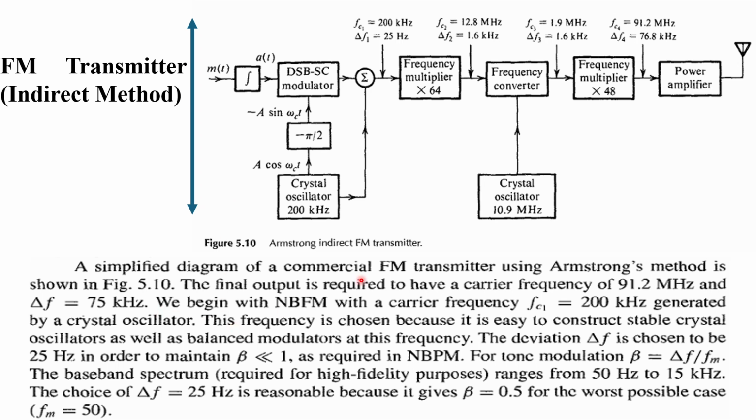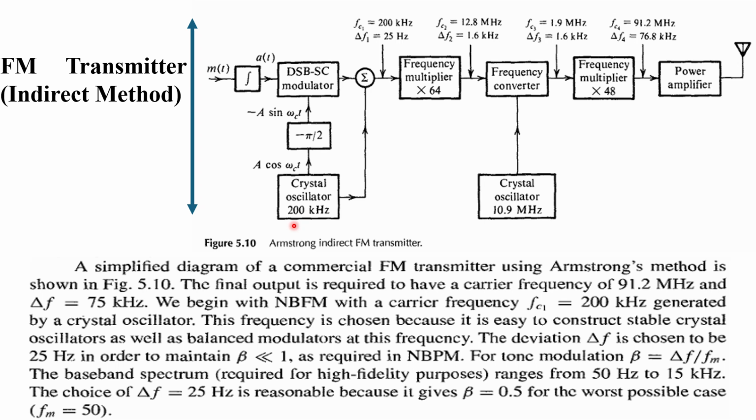Here is the simplified diagram for this commercial FM transmitter using the Armstrong method. The final output is required to have a carrier frequency of 91.2 megahertz, with delta f equal to 75 kilohertz. So we can begin with the NBFM, that is narrowband frequency modulation, with the carrier frequency fc equal to 200 kilohertz generated by a crystal, right?